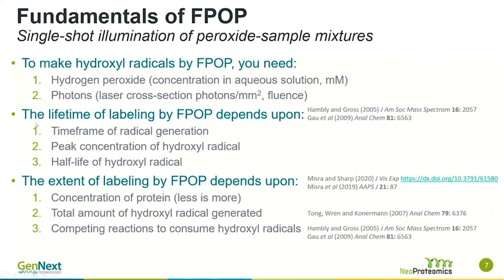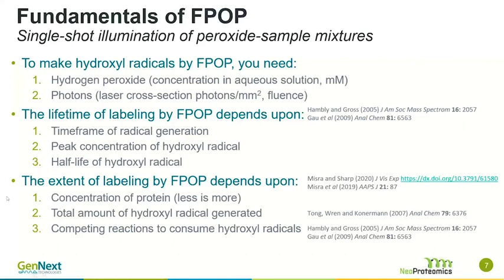The next thing you need to think about is the lifetime of labeling. Okay, how fast am I labeling? Because remember, we want to stay in this long nanosecond to short microsecond timescale regime. So how do we measure the lifetime of labeling? The lifetime of labeling primarily depends upon 3 things. The time frame of radical generation. How long am I making radicals? The peak concentration of hydroxyl radicals. What's the highest concentration of radicals I make? And then the half-life of the hydroxyl radical. How long do the radicals that I made stay in solution before they're consumed?